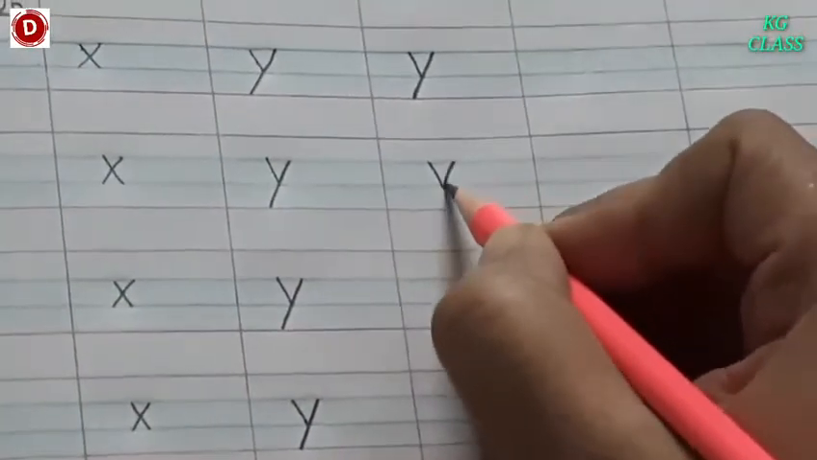Again, in this block also, we will write Y. And the sound of Y is Y. Okay, so this is done.